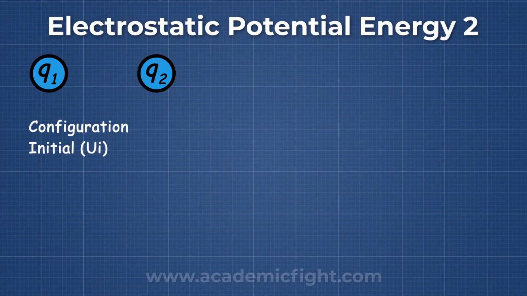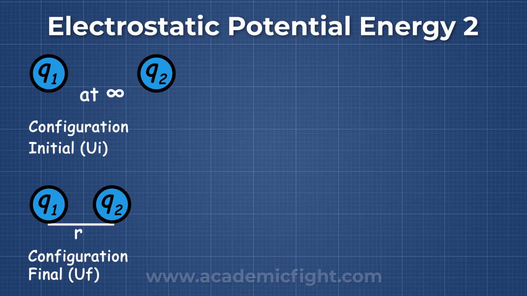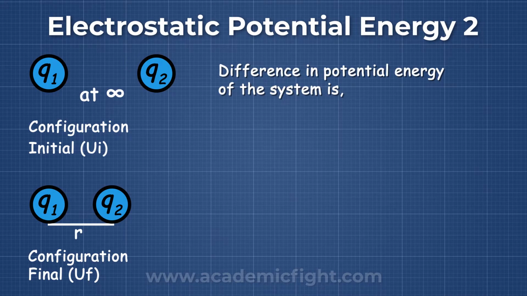Now let's dive in. Let's say there are two charges, kept at infinity. We bring those two charges from infinity to some point in space. Therefore, the difference in potential energy of the system is UF minus UI. Now, from the previous video we know that this is equal to work done by an external agent in bringing those charges from infinity to that point.